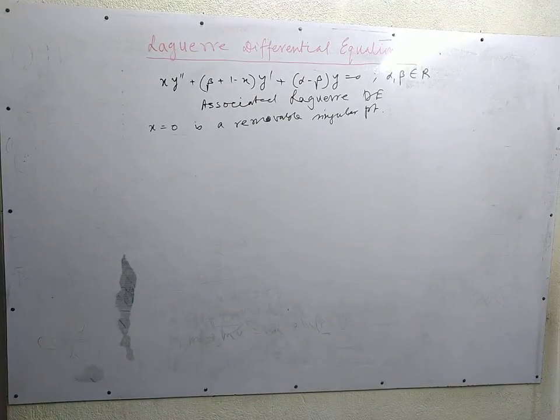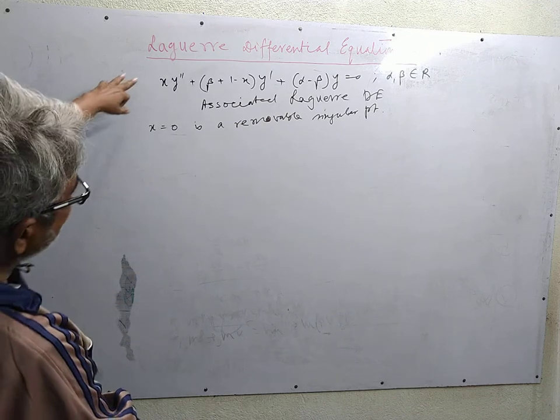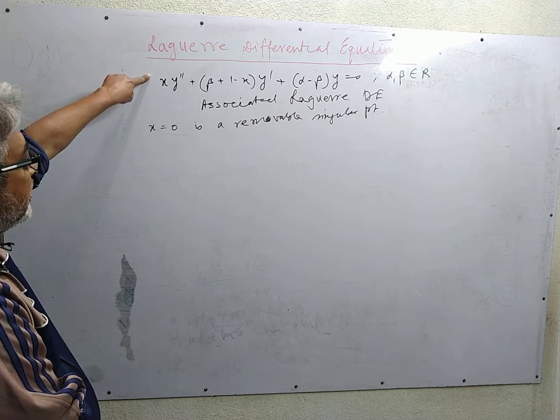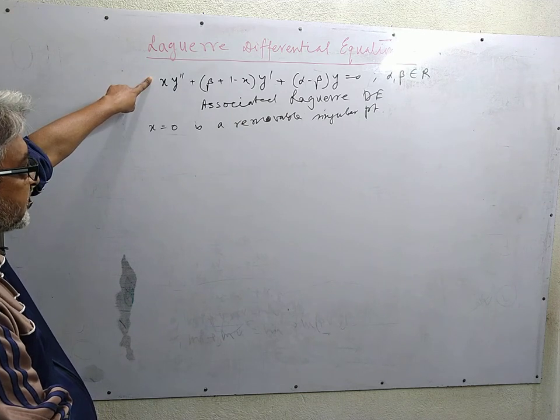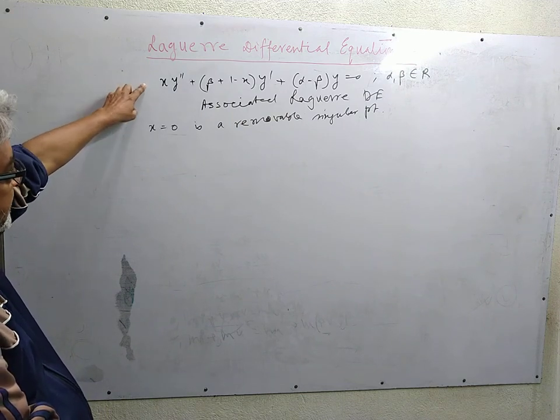In earlier cases, we have solved the Laguerre and the Hermite differential equations. In both these situations, x is equal to 0 was an ordinary point, and we used the power series method for the solution of a first or second order linear homogeneous differential equation. This is again a linear homogeneous second order differential equation.